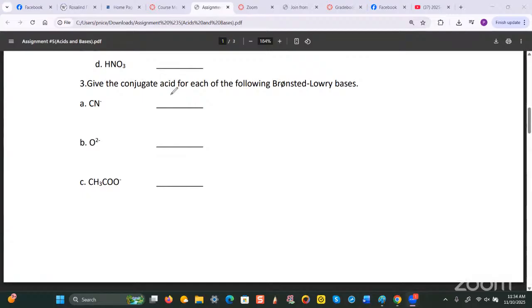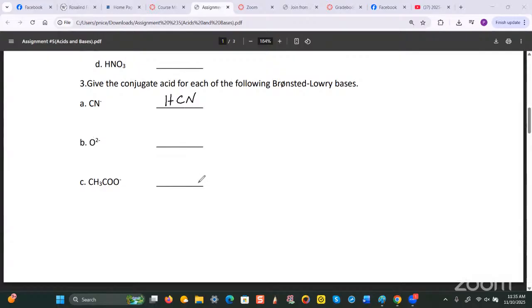HCN. Hydrogen cyanide. Yeah, you won't want to be in a room filled with this unless you're contemplating suicide or something. What about B? O2 minus. If you add H plus to this, then what would you get? O2. Think about it. You're adding H plus. So you're adding something with a plus charge to something with a -2 charge. So what's +1 -2? It's going to make water.